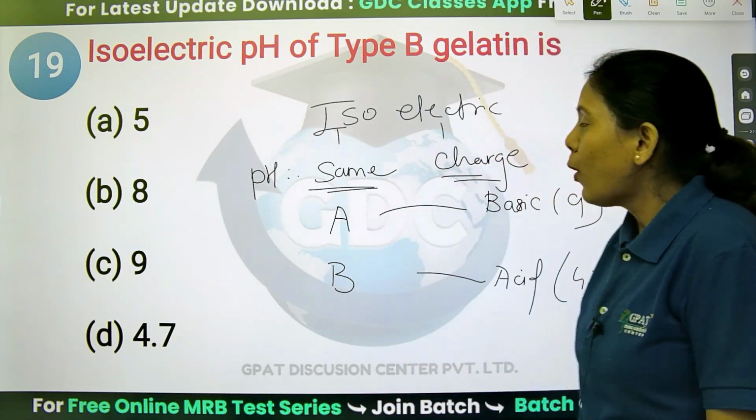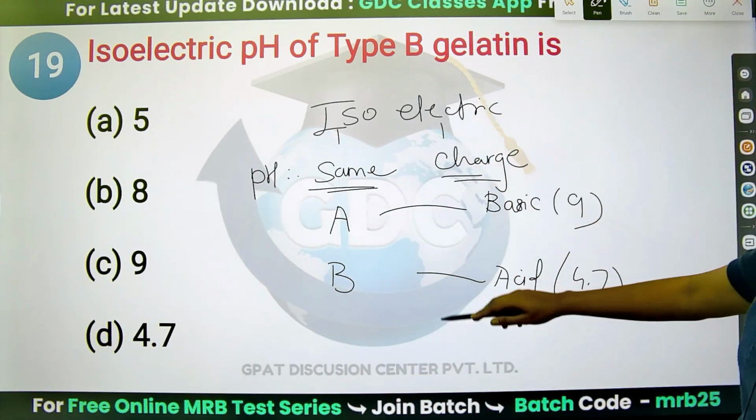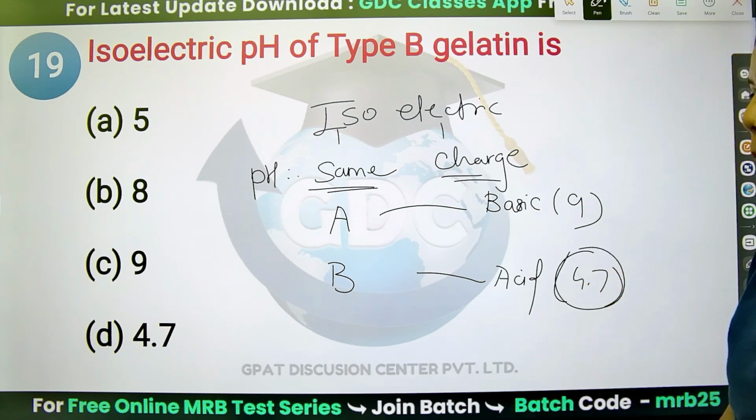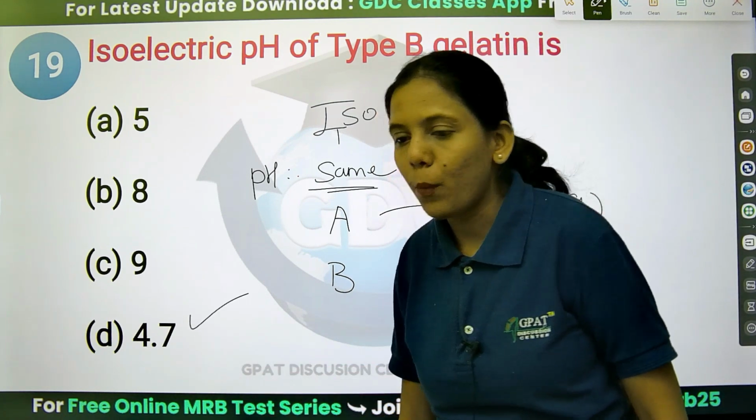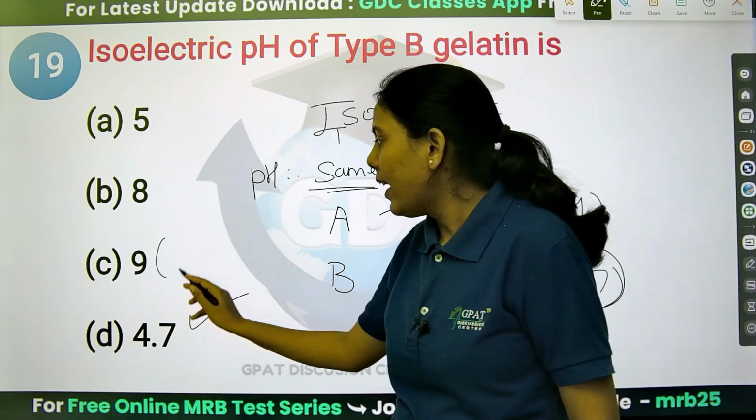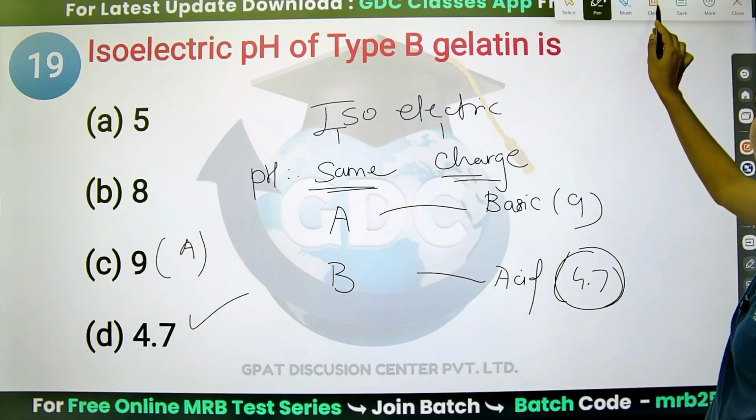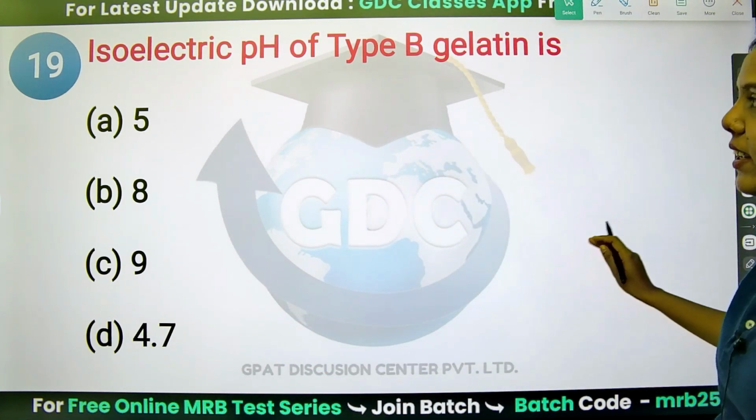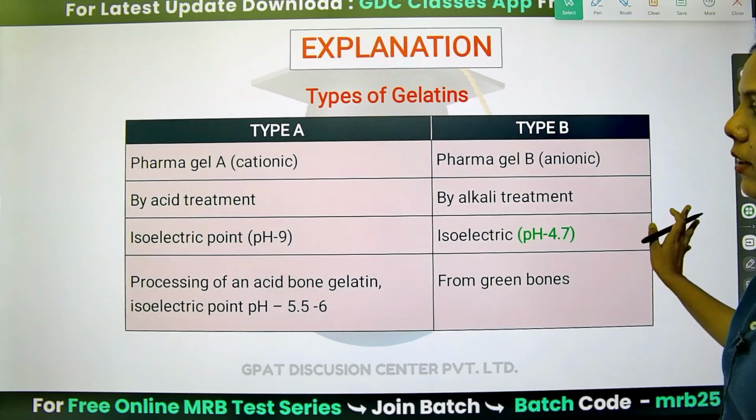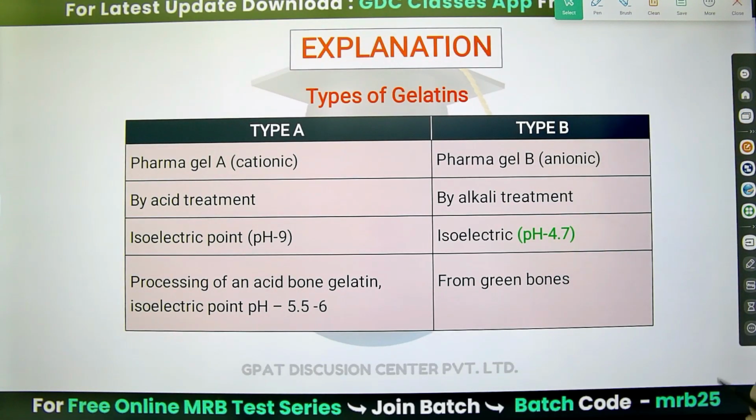Now let's see B. They are asking about type B. For type B, it is 4.7. So option D, 4.7, is the right answer. 9 is for type A. So option D, 4.7, is the right answer.